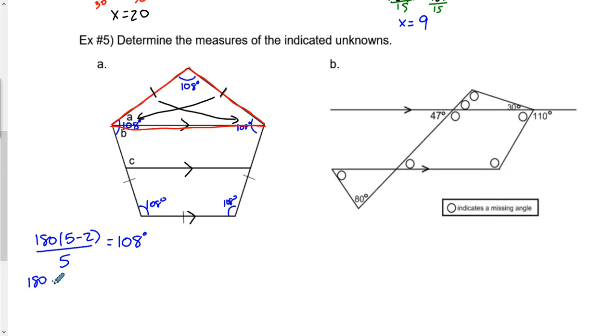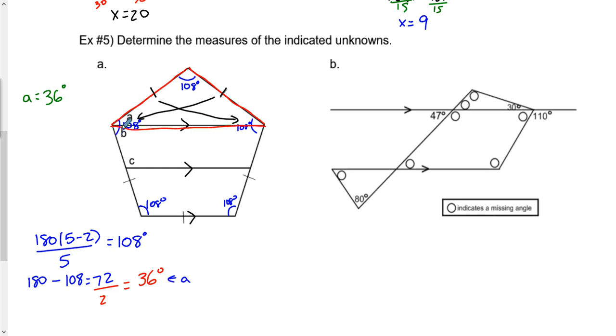How many degrees are in a triangle? 180. If we subtract that 108, we get 72. But because these two angles at the bottom here are equal, we can simply take that 72, divide it by 2, to give us 36. Meaning, angle A is 36 degrees. From there, we can keep on going.